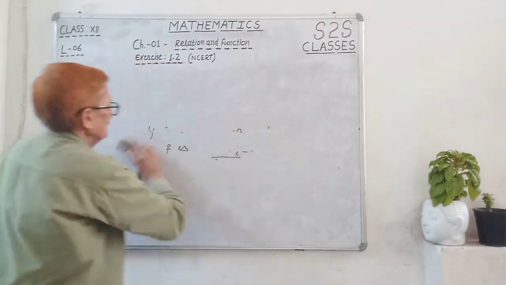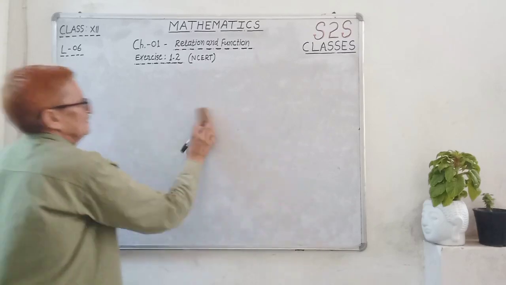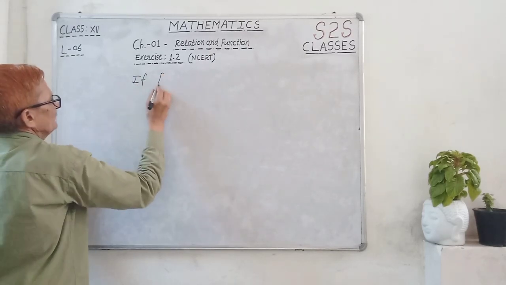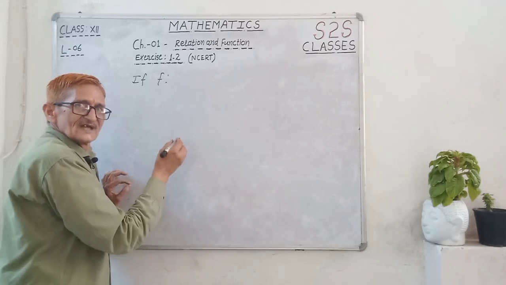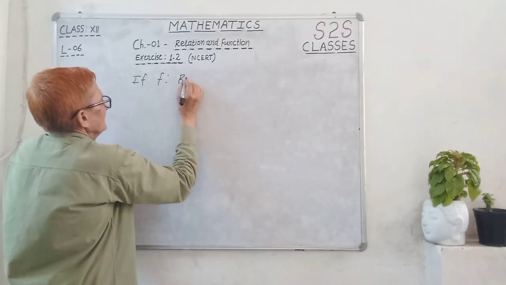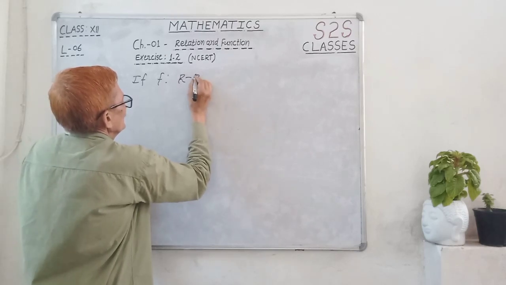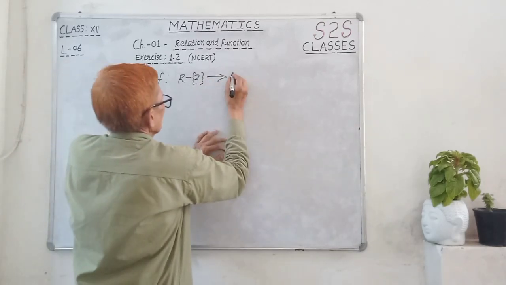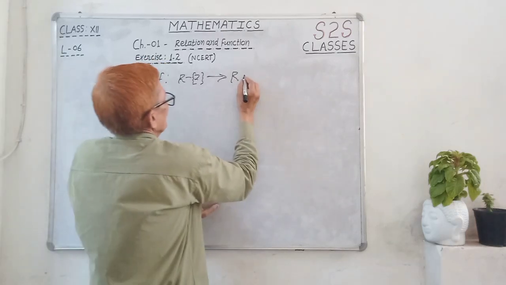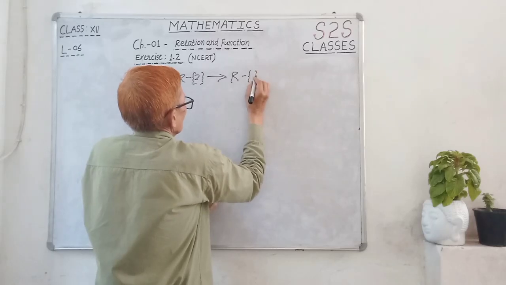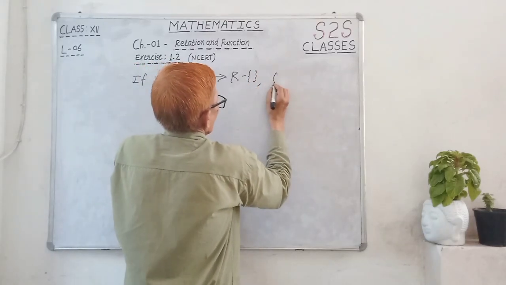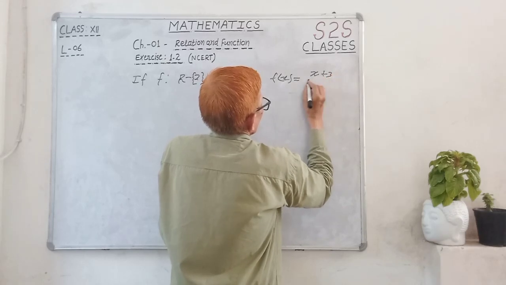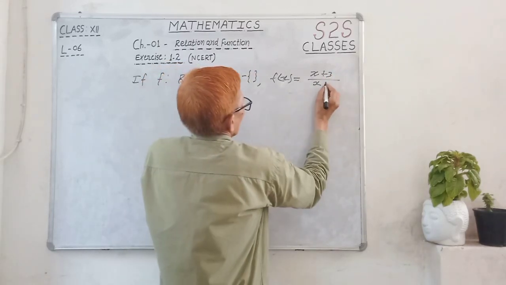Generally, I want to tell you, if one question we have taken, if f is such that a real number minus 2 tends to real number minus, you can write here, defined by f(x) is equal to (x plus 3) upon (x minus 2).